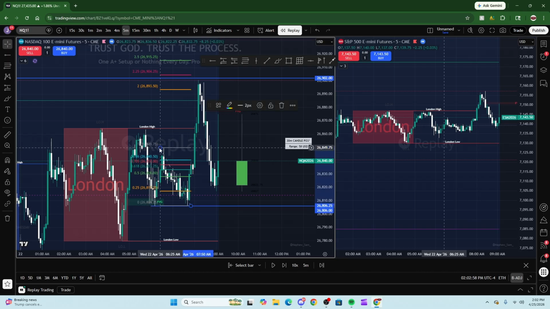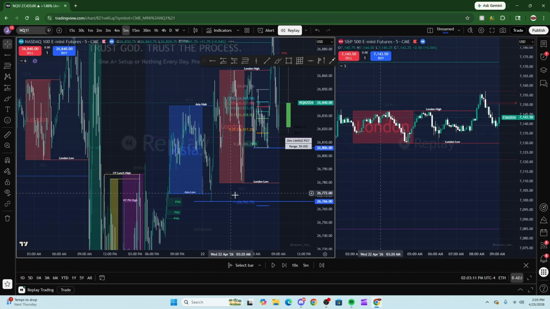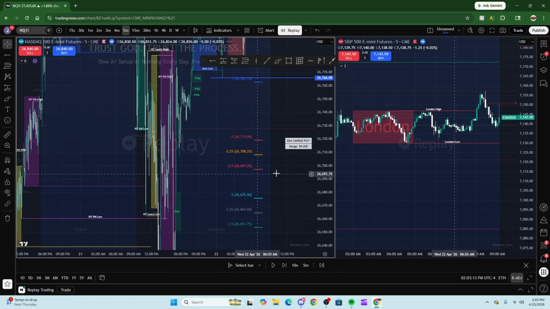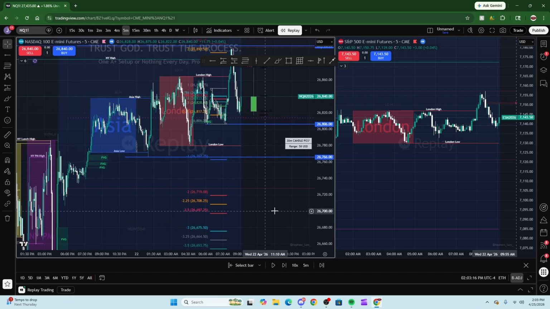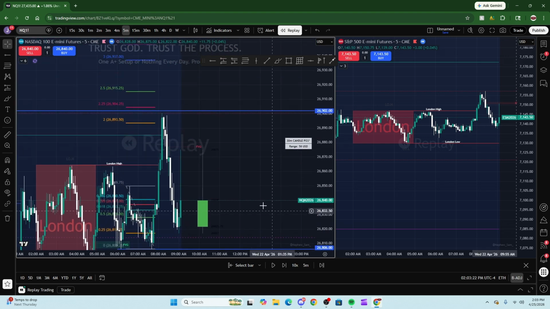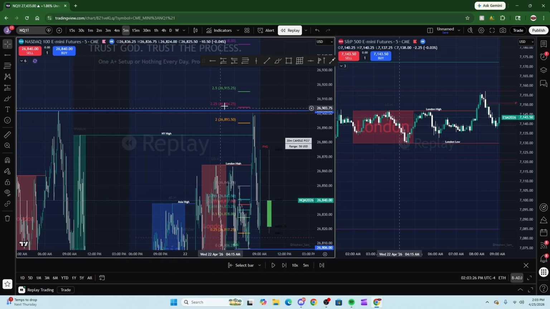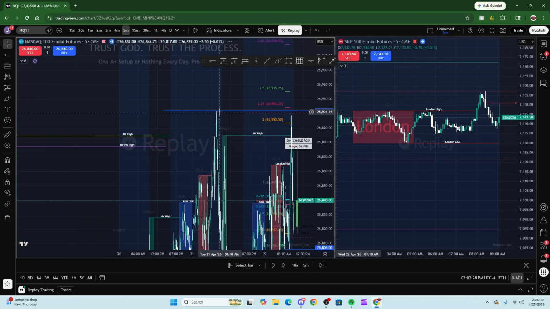Now, first of all, let me show you the settings. Take your time, take a picture, copy it. These are the settings you should have on your fib. The 1, the 2, 2.25, 2.5, all that. So hopefully you have that. Now, we look: are there extensions that are lining up with any liquidity pools that I've already marked out? Well, as you can see, the swing low that we have lines up with the -1 pretty well. And then, of course, this high that we edged is around the 2.25 and 2.5 level.